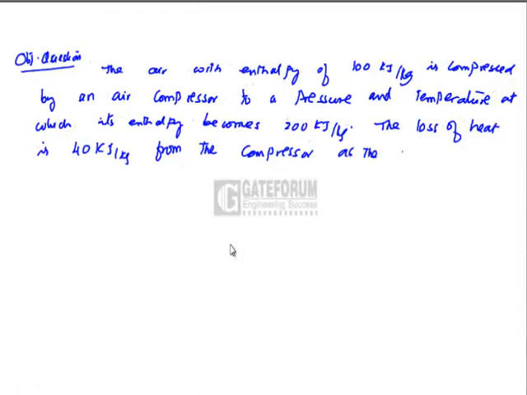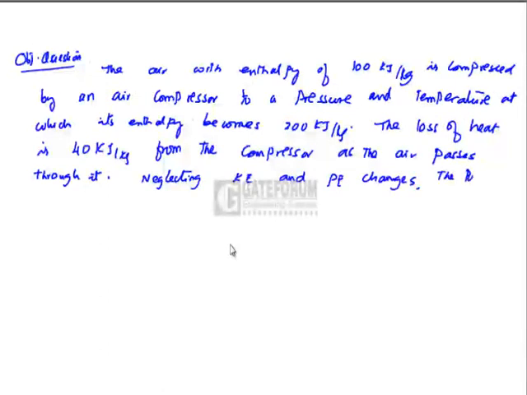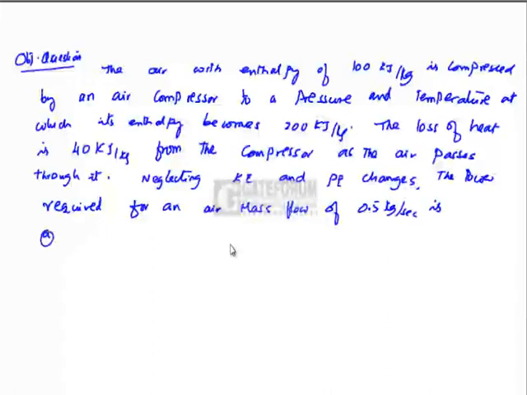As the air passes through it, neglecting kinetic energy (KE) and potential energy (PE) changes, the power required for an air mass flow of 0.5 kg per second is: A, 30 kilowatts; B, 50 kilowatts; C, 70 kilowatts; D, 90 kilowatts.